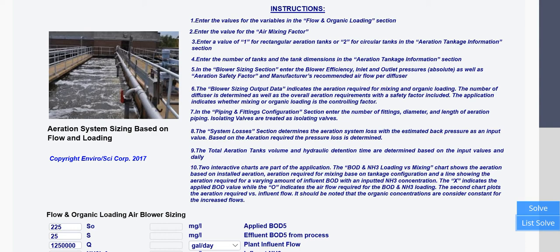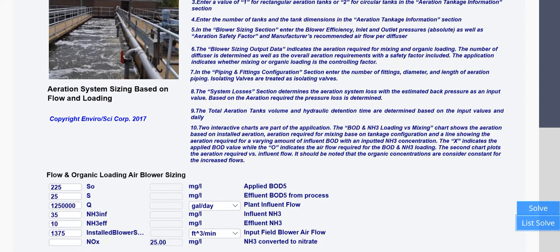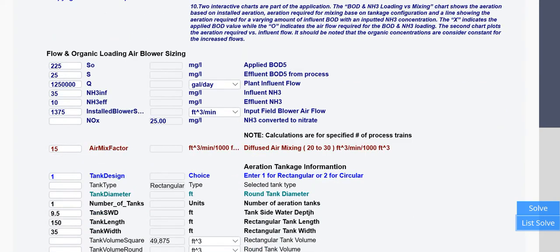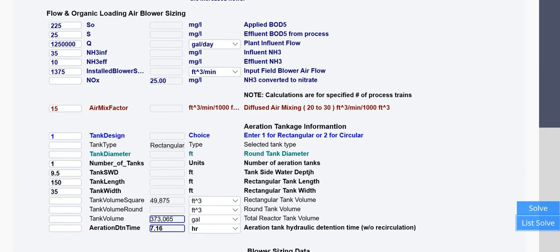This application is for a reality check on the aeration system based on loadings and flows for an activated sludge process. A lot of times you need a reality check when you want to find out how a plant is loaded. We'll start with the flow and organic loading for the air sizing.